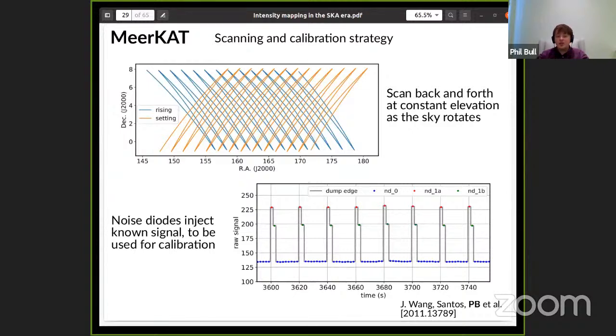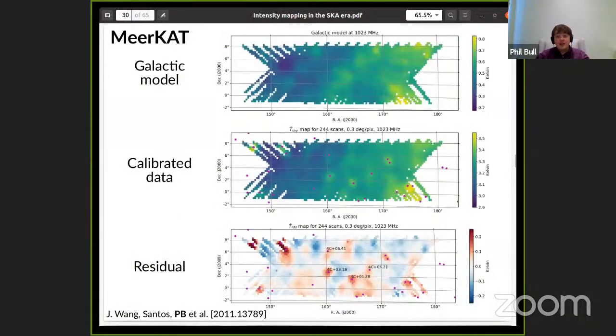And so we turn the noise diode on for roughly 2 seconds every 20 seconds. And this is a strategy that hasn't really been tried on the MeerKAT telescope before, and it works. So we're all very happy about that. And then here are just some results.